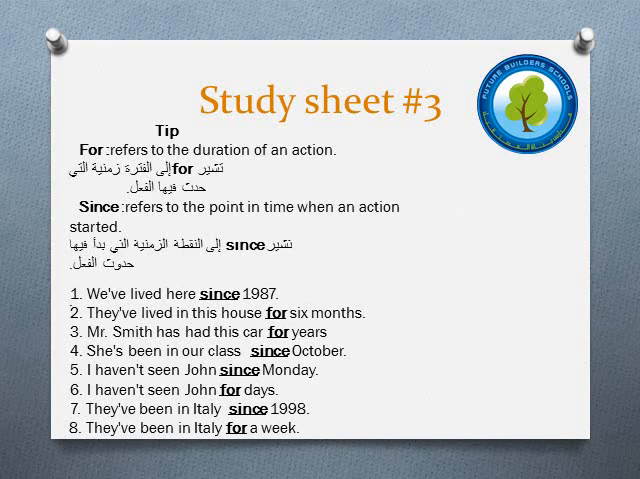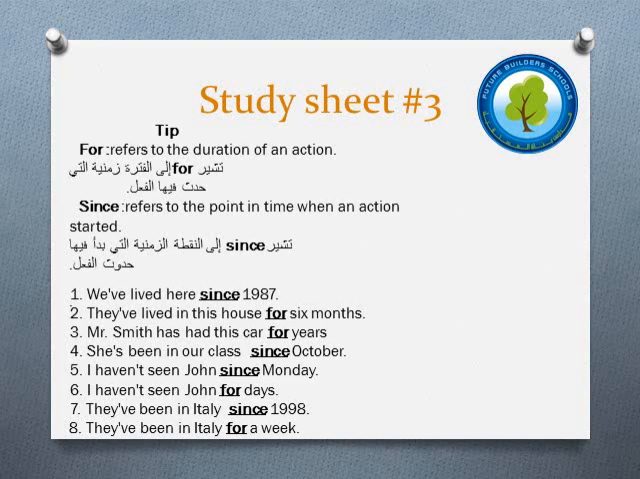And here, look at sentence number 2 and sentence number 4. Sentence number 4. She's been in our class since October. حددنا فترة زمنية بالشهر. اسم الشهر. When we have the name of a month, we use since. عندما يكون هنالك اسم شهر وحددنا اسم الشهر نستخدم since. While in sentence number 2 في جملة رقم 2, we've lived in this house for 6 months لستة أشهر, but we didn't mention which month. We didn't mention the name of the month. ما حددنا اسم الشهر اللي بدأوا العيش فيه. That's why we used for. While in sentence number 4, there is October, so we use since.